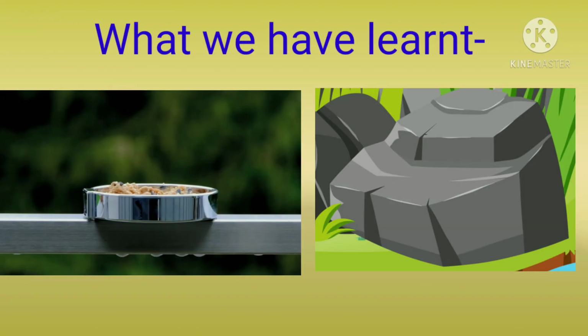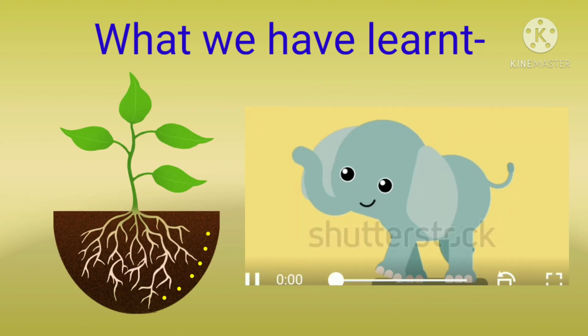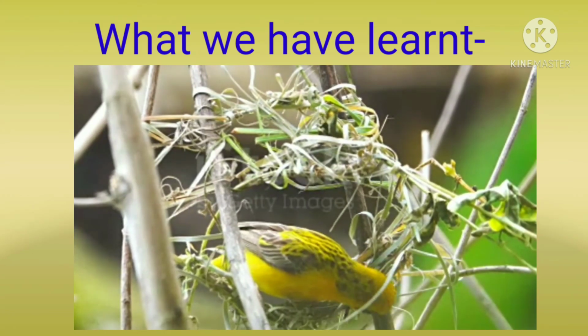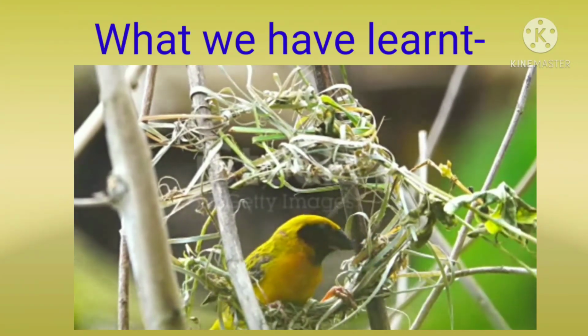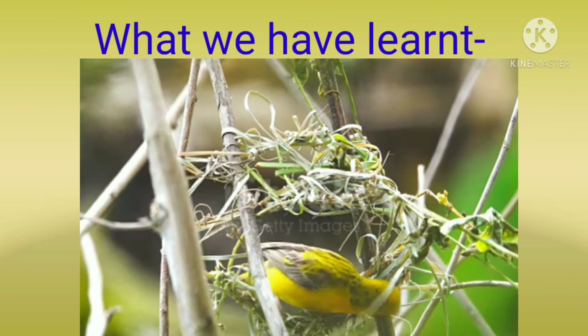What we have learned. There are many things in our environment. Some of them are living things and some are non-living things. Living things can move on their own. Living things need food. Food helps them to grow. Living things produce young ones like themselves. Living things are of two kinds, plants and animals. Living things get all that they need from their environment. Living things bring about changes in non-living things too.